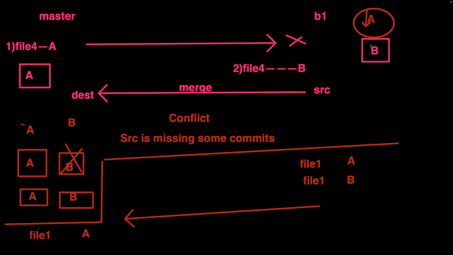So A is not there on B1. Because A is not there on B1, when you are merging, let's say from source to destination, only B will go. B will go means A should not be there. It cannot overwrite or ignore, and you get the conflict.